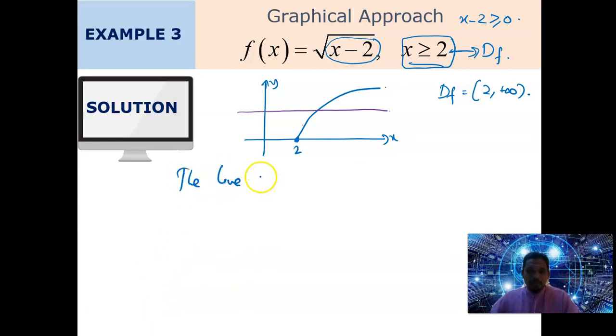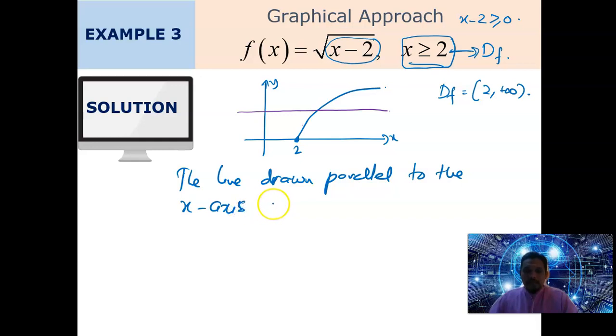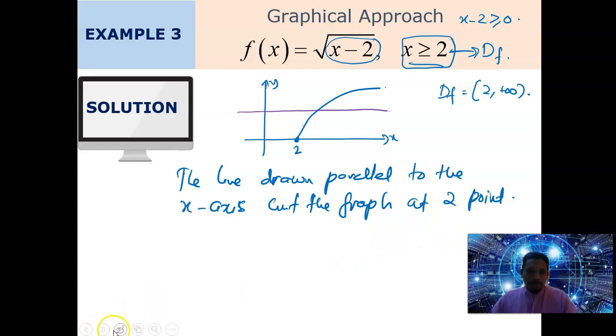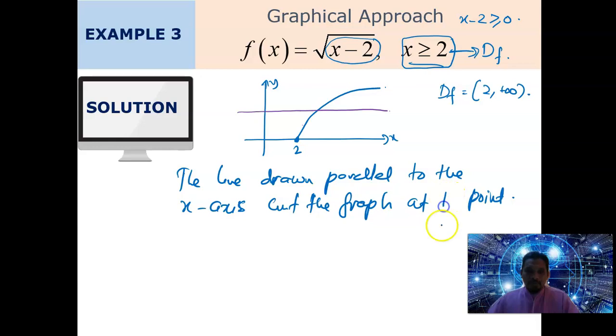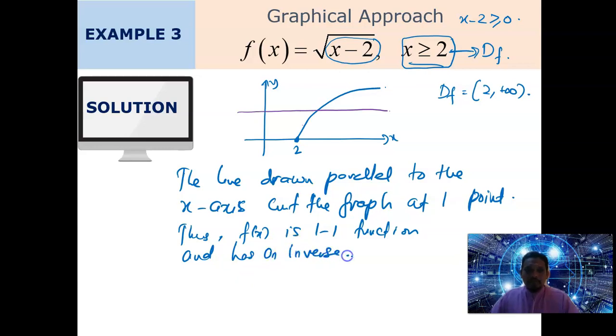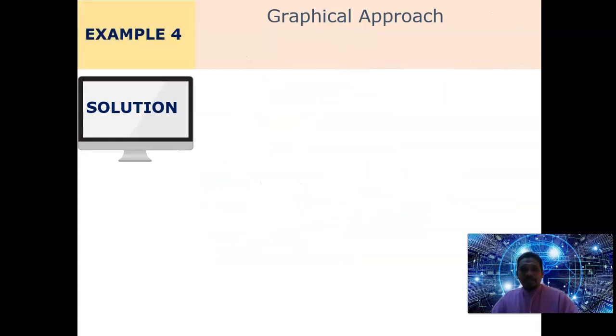So, the line drawn parallel to the x-axis cuts the graph at 1 point, sorry, at 1 point, thus fx is a one-to-one function and has an inverse. Okay, so let's see the next one.